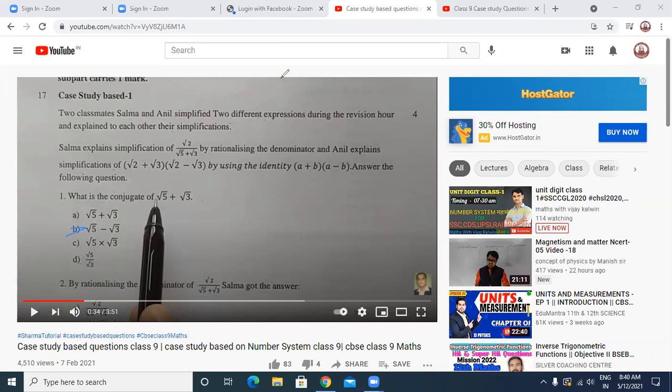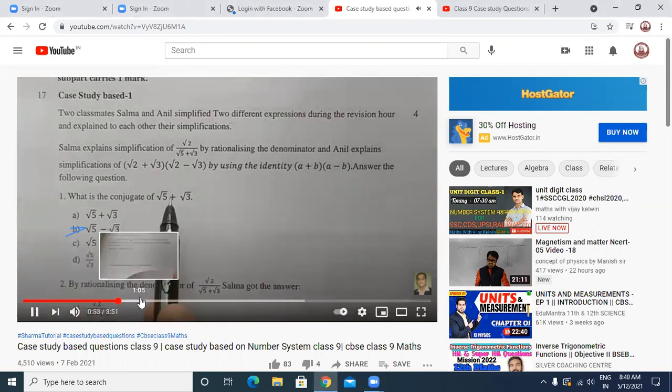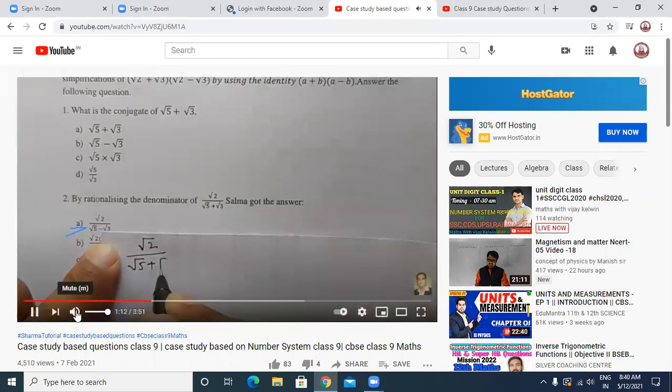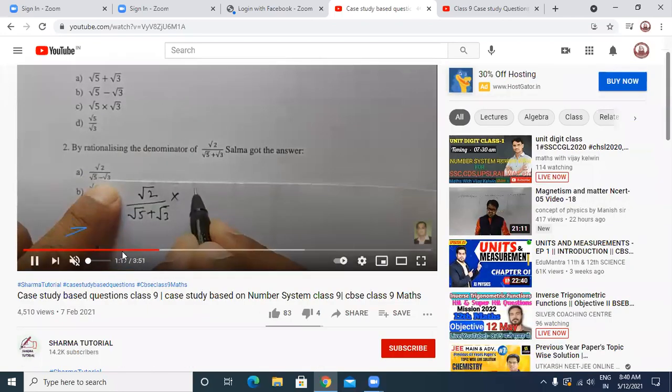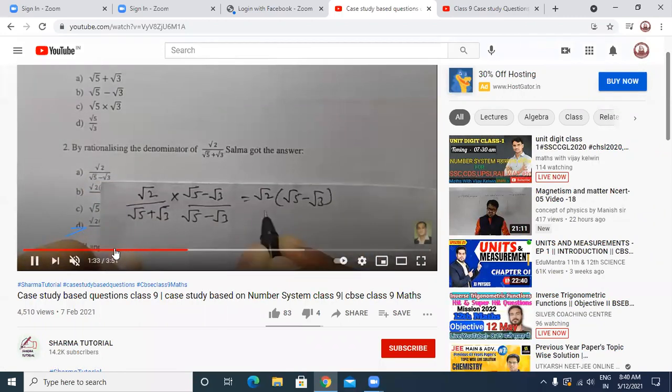Now the next is, what is the meaning of conjugate? The denominator की rationalization करनी है. Square root 5 plus square root 3. Now the next question is, by rationalizing the denominator root 2 upon root 3 plus root 5, Salma got the answer.